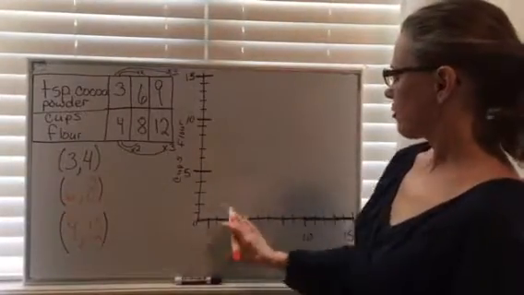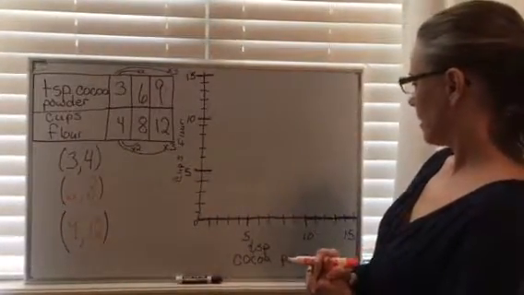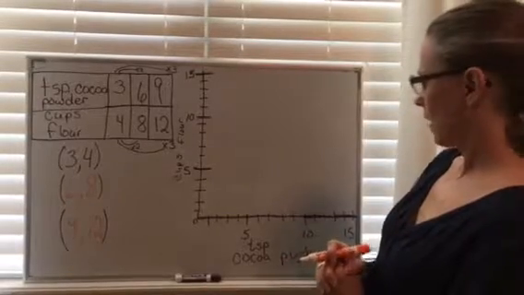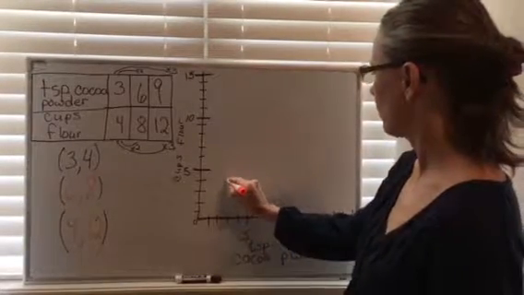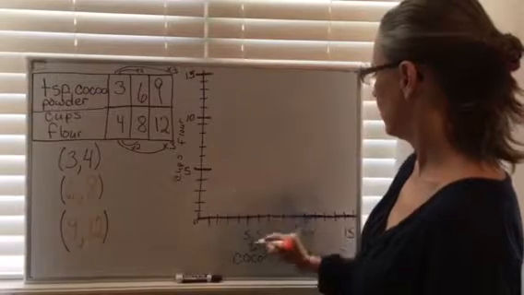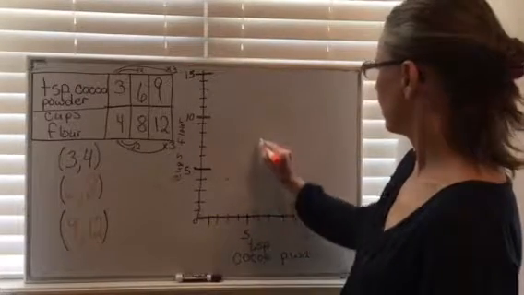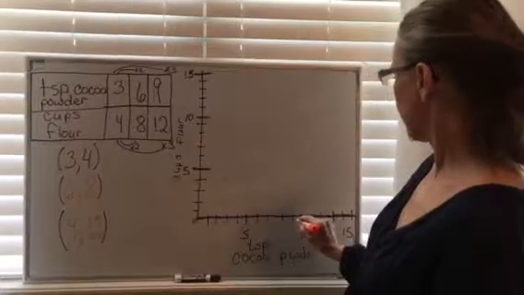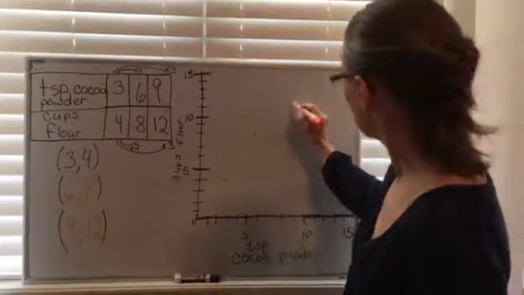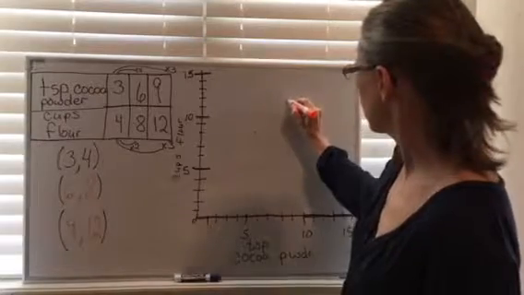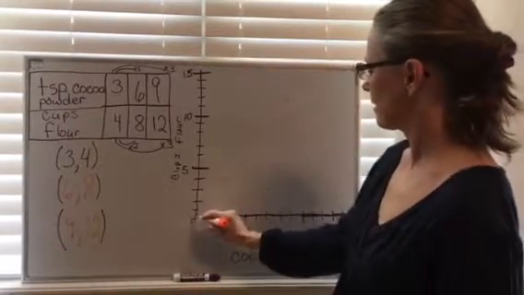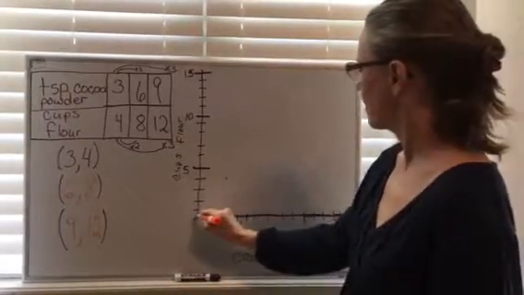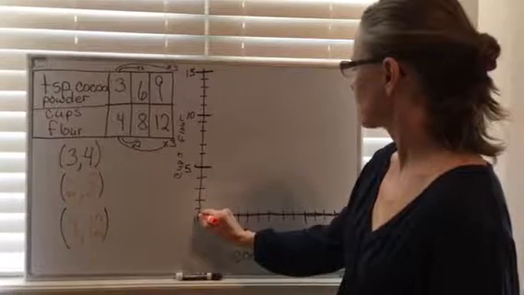Okay, let's go over here to our graph and plot these points. We have 3 and 4, 6 and 8, 9 and 12. And this is not perfect because it's not on graph paper, but it's pretty close.